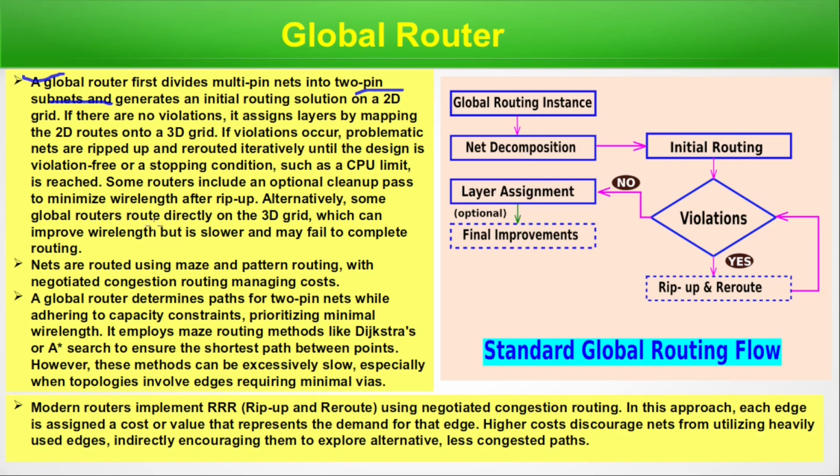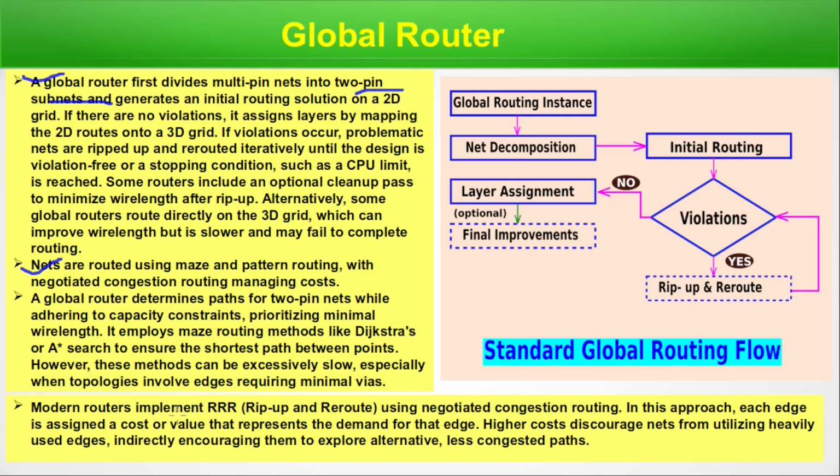Alternatively, some global routers route directly on a 3D grid, which can improve wire length but is slower and may fail to complete routing. So nets are routed using maze and pattern routing with negotiated congestion routing, managing cost. The global router determines paths for 2-pin nets while adhering to capacity constraints, prioritizing minimal wire length. It employs maze routing methods like Dijkstra or A-star search to ensure the shortest path between points. However, these methods can be excessively slow, especially when topologies involve edges requiring minimal vias.